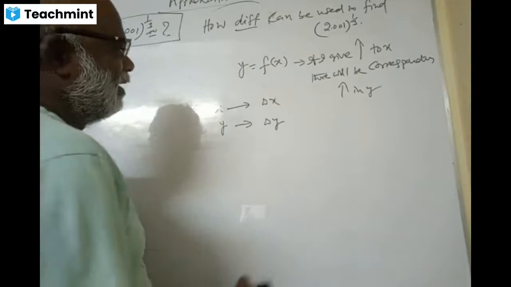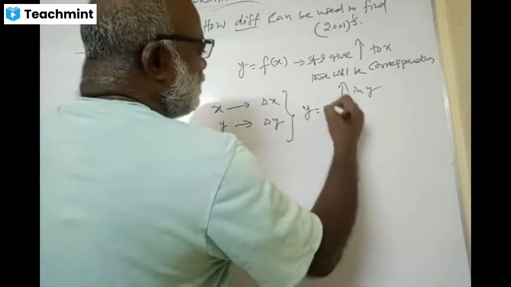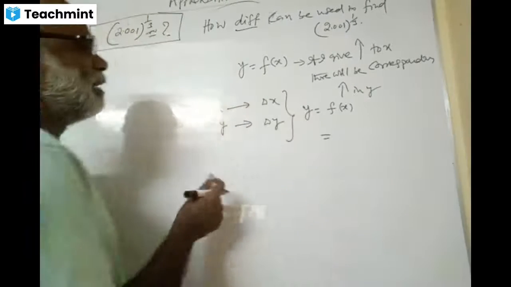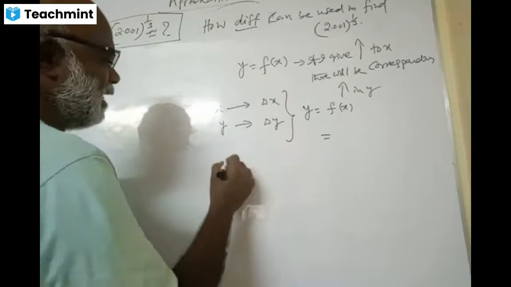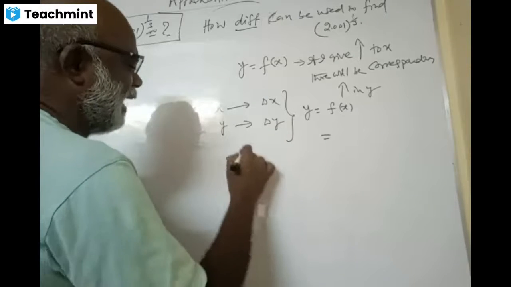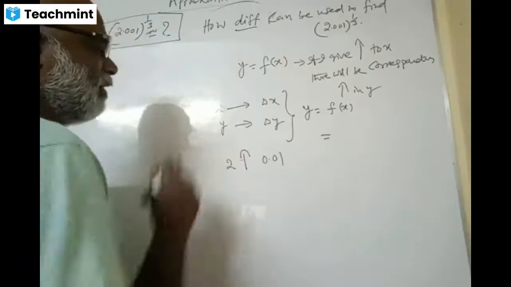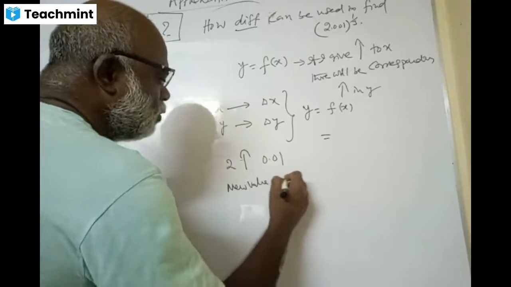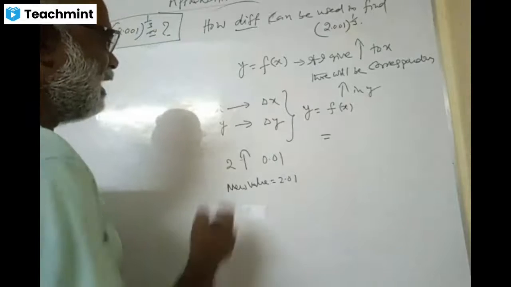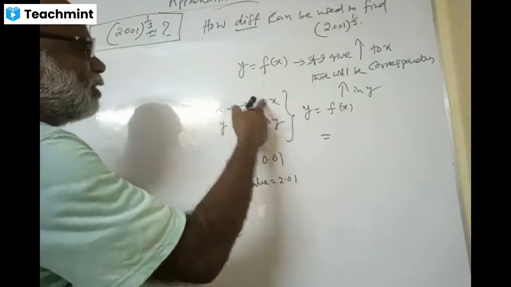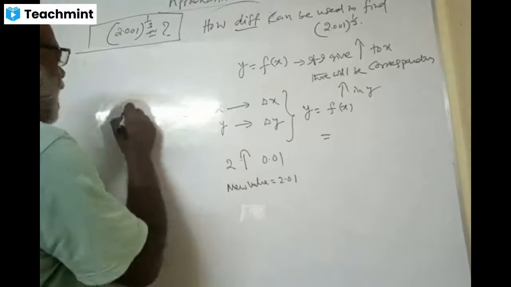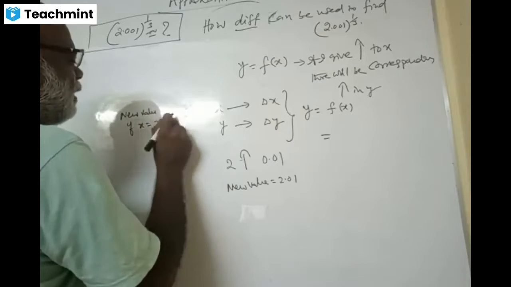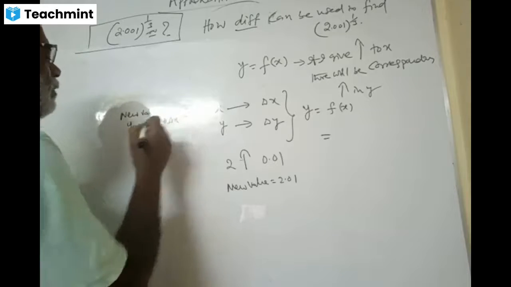The original function was f of x. As x becomes x plus delta x, you are increasing by delta x. See, 2 is increased by 0.01, so the new value is 2.01. Now x is incremented by delta x, so the new value of x is x plus delta x. Do you agree with me?